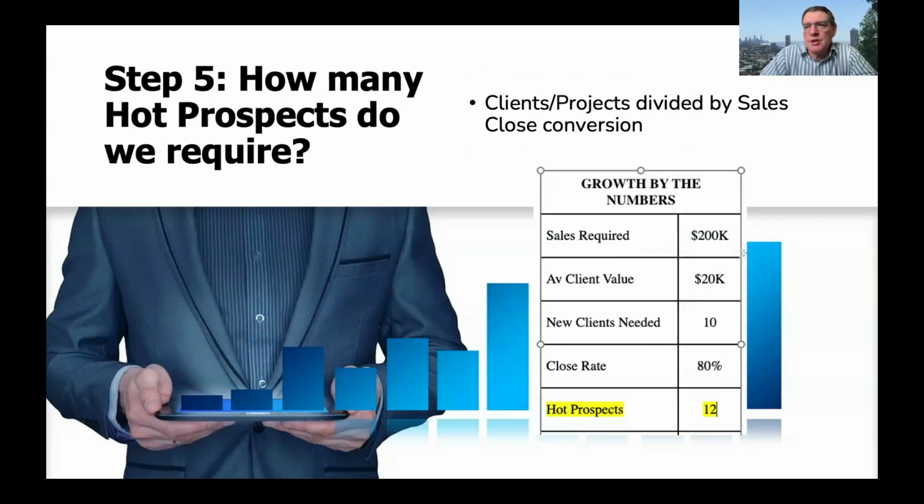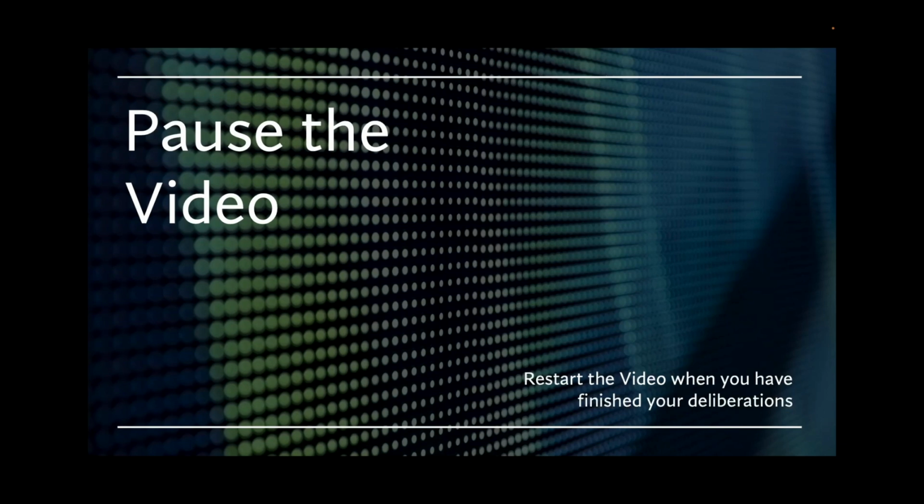All right. The next one, simply divide the number of clients you need by the close rate. This is where you might need a calculator if you're not good with fractions. But just work it out. Okay. So if you've got 10 new clients and a close rate of 80%, then you need roughly 12 hot prospects. So pause the video, go off and do the exercise. When you're happy with what you've done, simply restart the video and we'll continue on with the program.